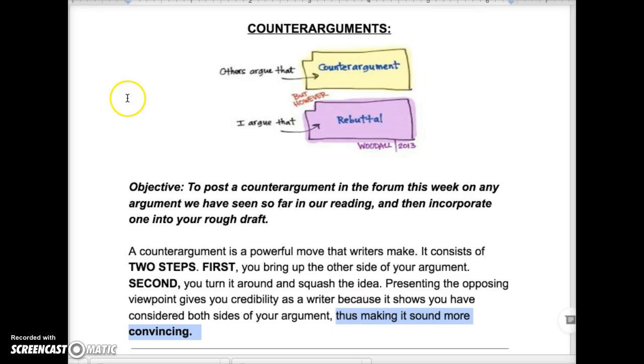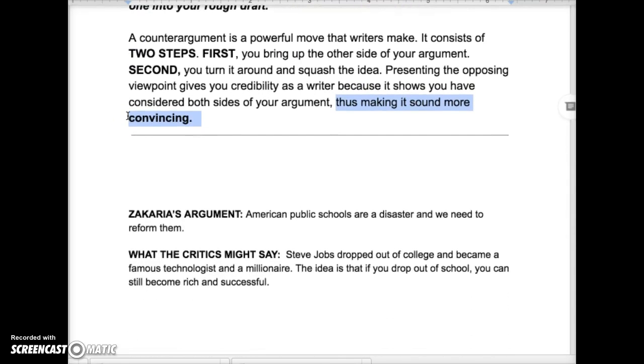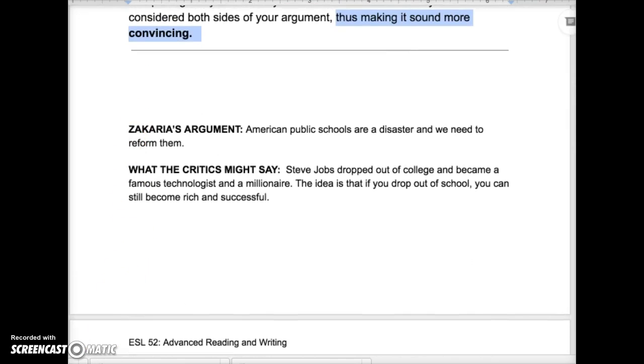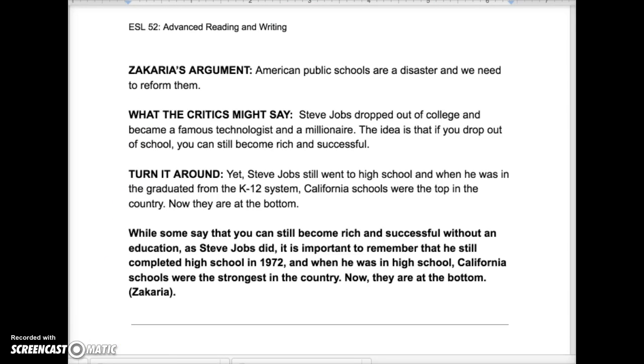So let's look at an example. We'll start with Fareed Zakaria. Okay, so let's break this down. So Zakaria argues that American public schools are a disaster and we need to reform them. We need to give them more money. We need to make major changes. So what do the critics say?